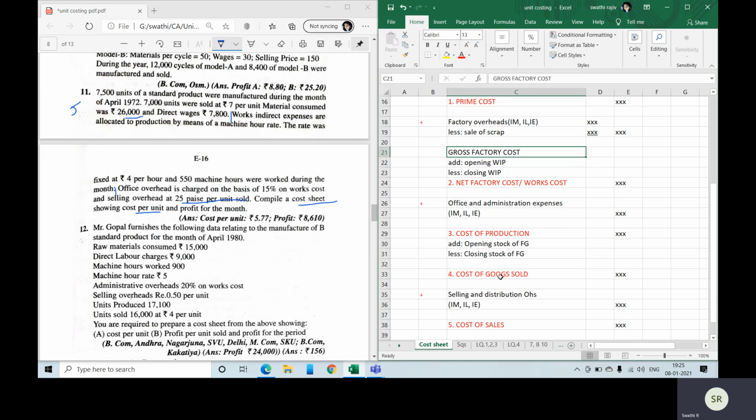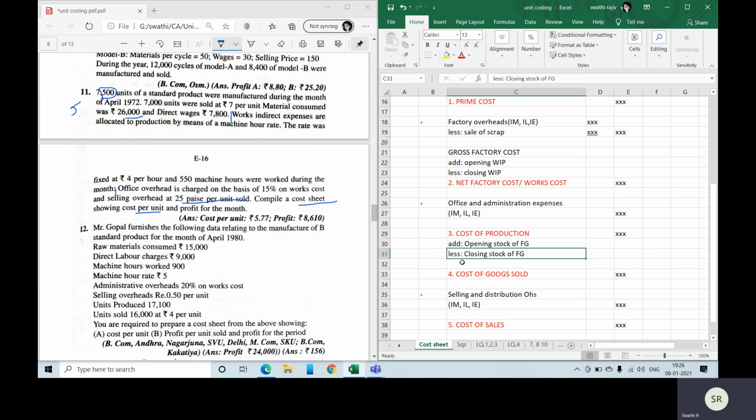We have to look for our finished goods. Opening stock of finished goods is not given to you, but in the beginning of the question itself, I told you 7,500 units are produced and 7,000 units are sold. What about the rest of 500? This is nothing but stock that you have kept with you without selling. And what do you call such stock? That stock is called closing stock.